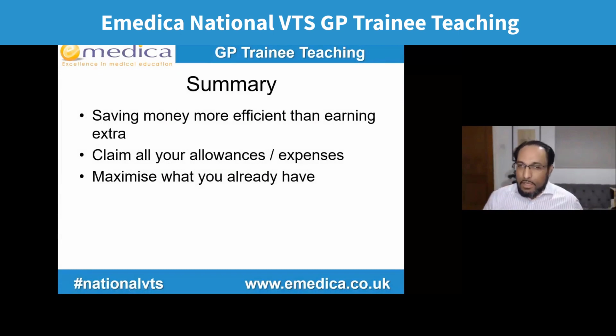So just to summarize, if you can save money, it's a lot more efficient than earning extra, because first of all, if you earn extra, you've got to put more hours in. But secondly, you then have to pay tax, national insurance, and pension contribution on that. Whereas if you save money or get cash back, in most cases, you don't have to pay tax or national insurance on it, because it's a refund or a rebate. Claim all of your allowances and expenses that you can, because they're the legitimate ones that you've incurred, and maximize what you already have and what you already have access to.